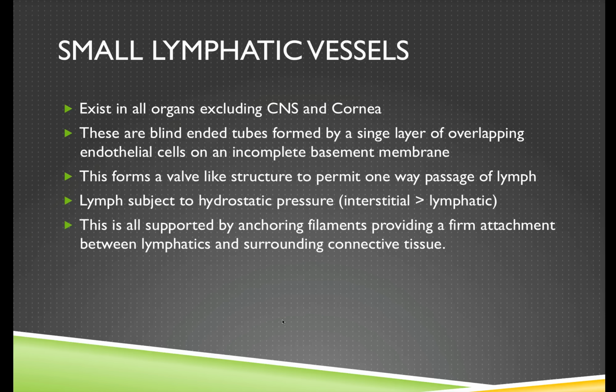We have small lymphatic vessels everywhere except in the central nervous system and in the cornea. These are one-way tubes formed by a single layer of endothelial cells on an incomplete basement membrane, thus allowing passage of lymph. Because it's a low pressure system, it makes sense that you'd have valves, and there are valves. What you're hoping is that lymphatic pressure will be less than interstitial pressure, and that will favour transit of lymph back to the venous system. There's an elaborate structure of anchoring filaments to provide a firm attachment.